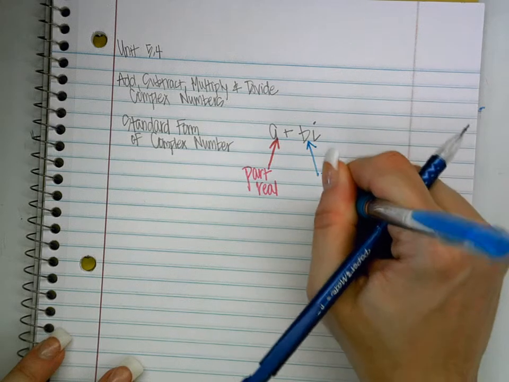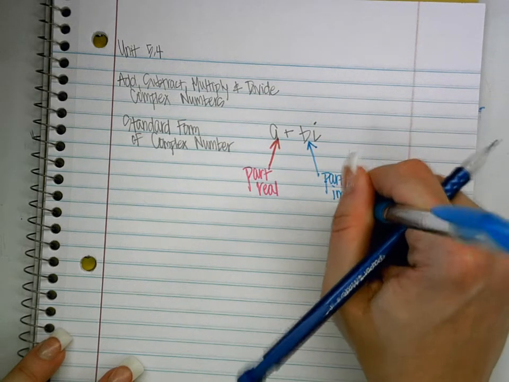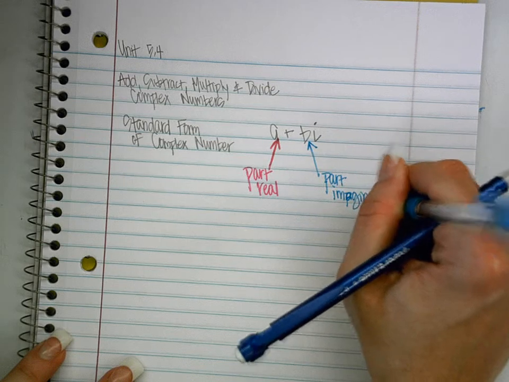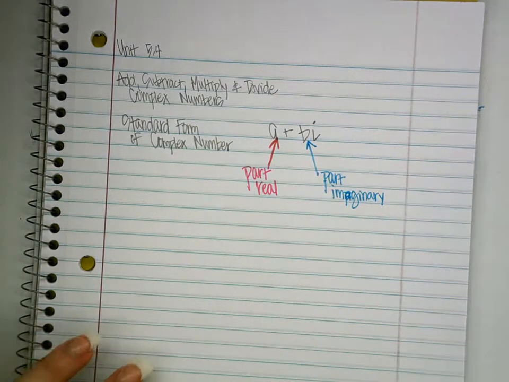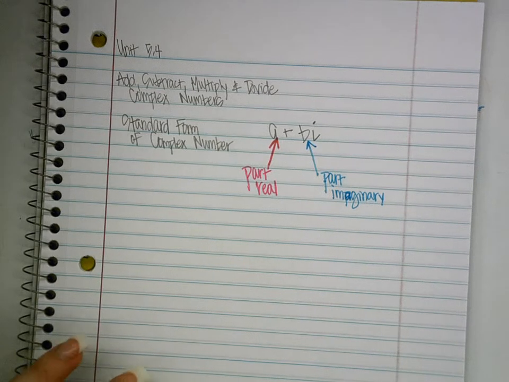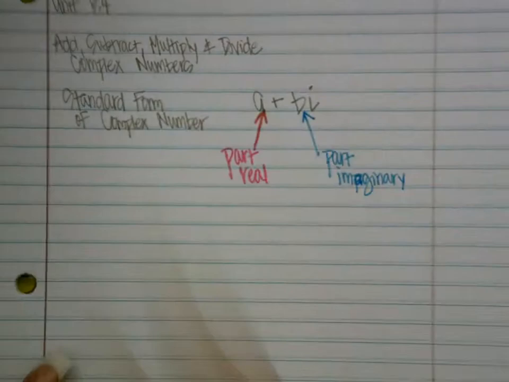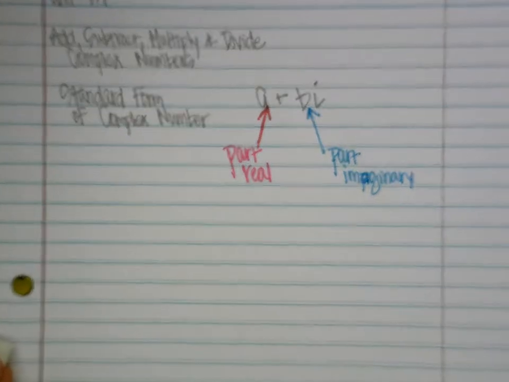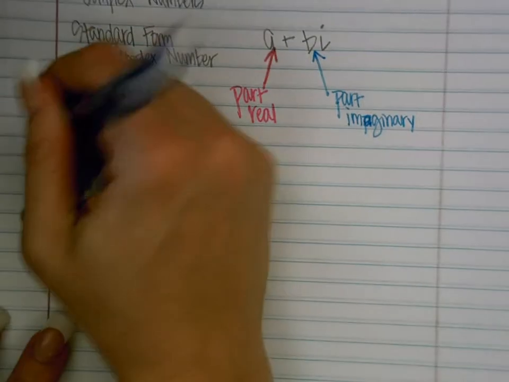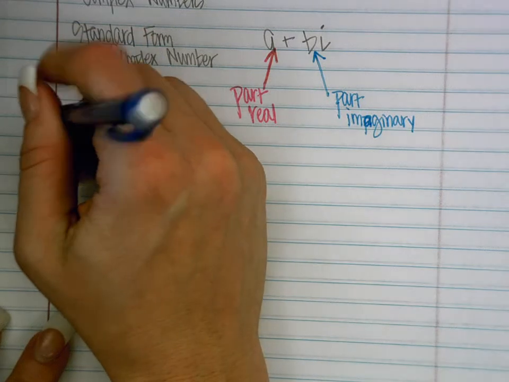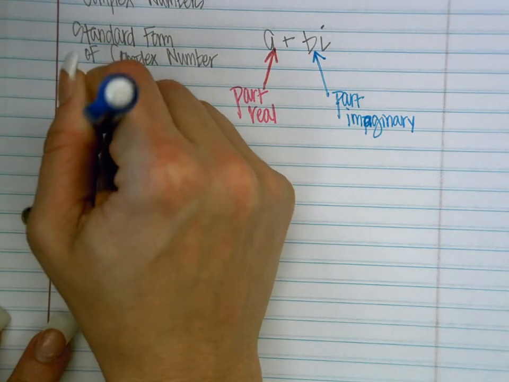We always write the real part first, then the imaginary part. So part of it is real, part is imaginary. So it's just going to simply ask you to simplify. There's not going to be any solving today.